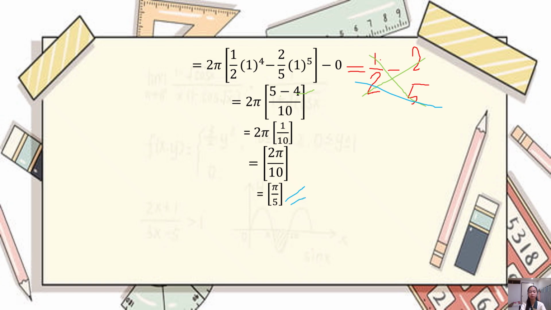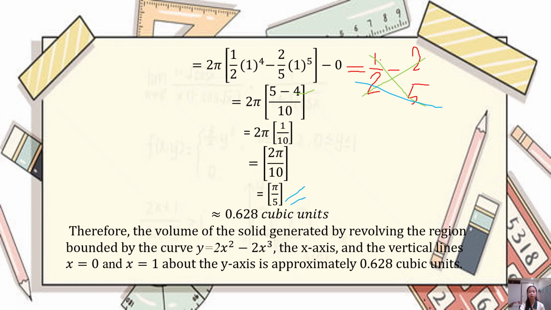So we get the approximate value of π over 5, which is 0.628 cubic units. Therefore, the volume of the solid formed by revolving the region bounded by y equals 2x squared minus 2x cubed, the x-axis, and the vertical lines x equals 0 and x equals 1, about the y-axis, is approximately 0.628 cubic units.